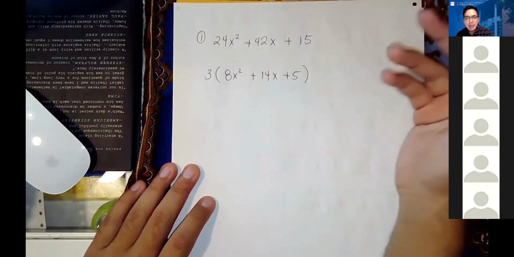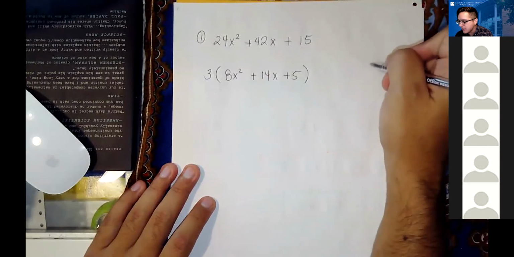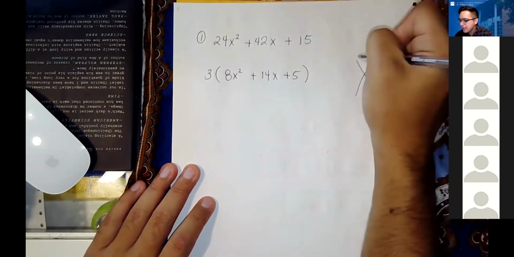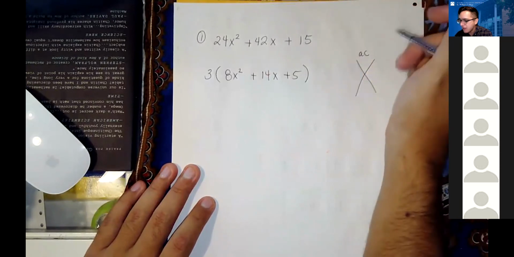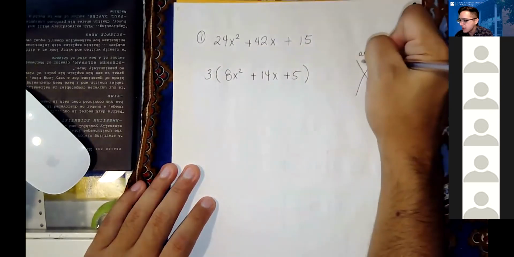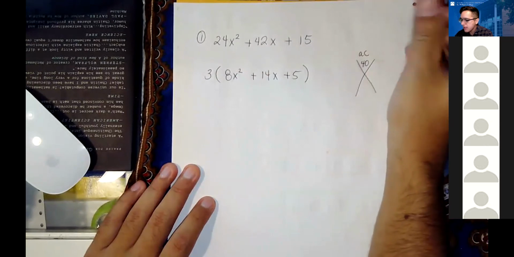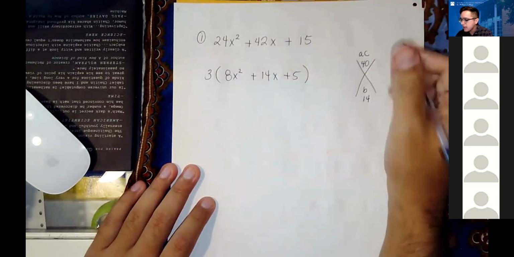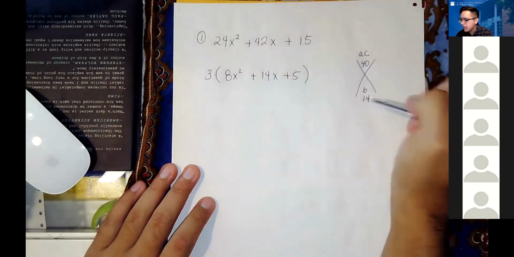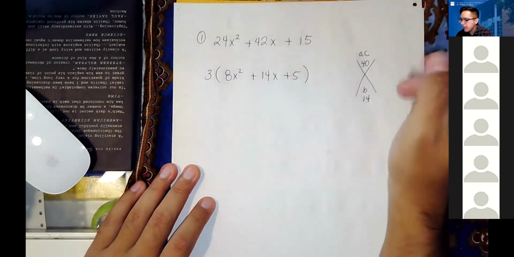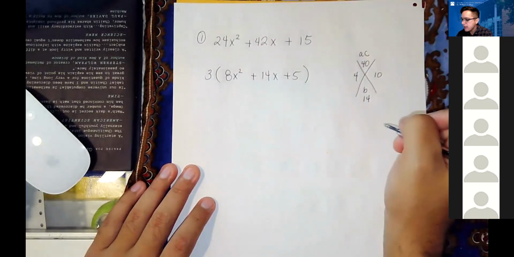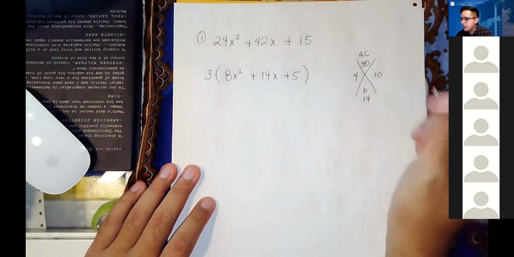And then sometimes maybe in the past, you've seen this method of writing things down. It's the same thing. People do this X, they put A times C here, which would be 8 times 5, which is 40. And then we need to get b, which is 14. So the factors of 40 that will give me 14 should be 4 and 10. Okay. So that's if you didn't want to use a t-chart.